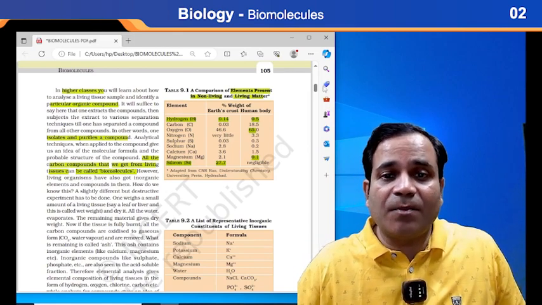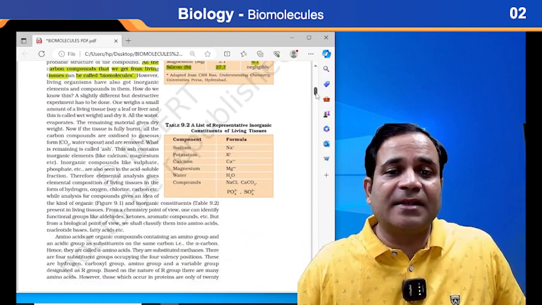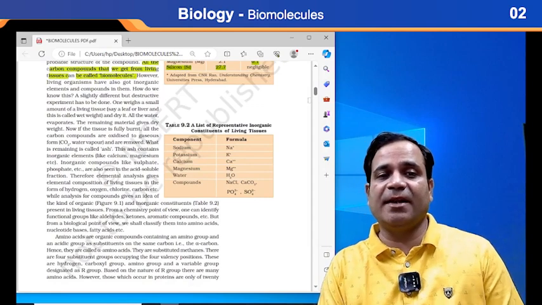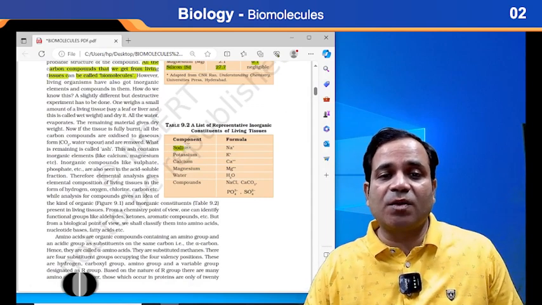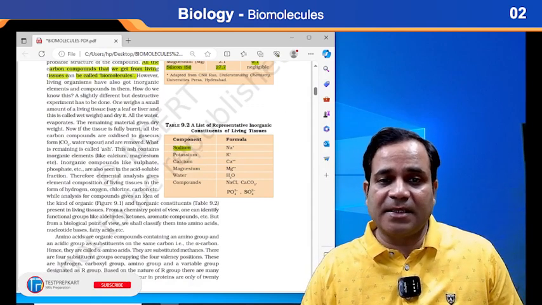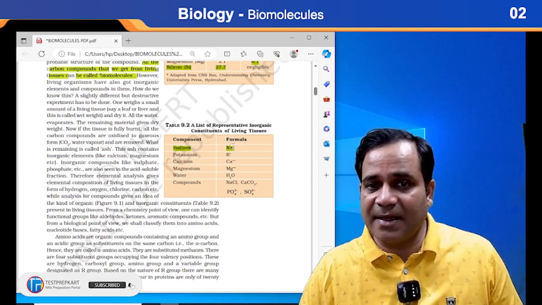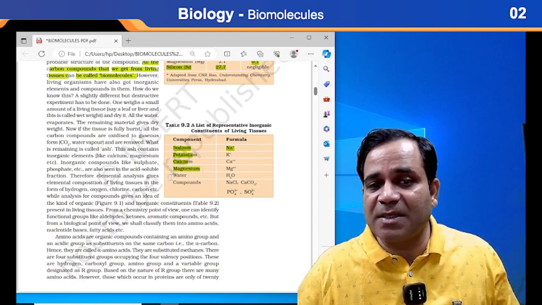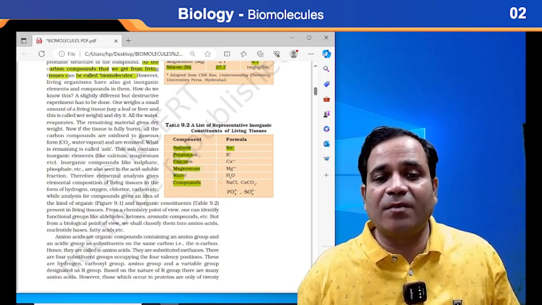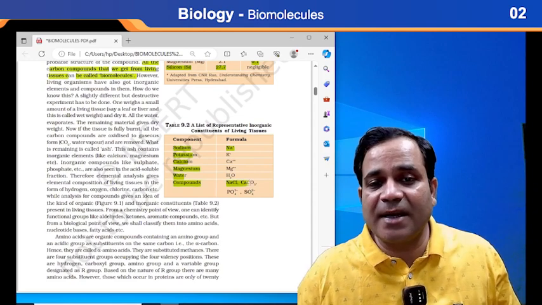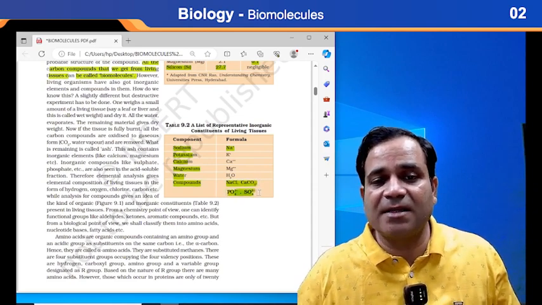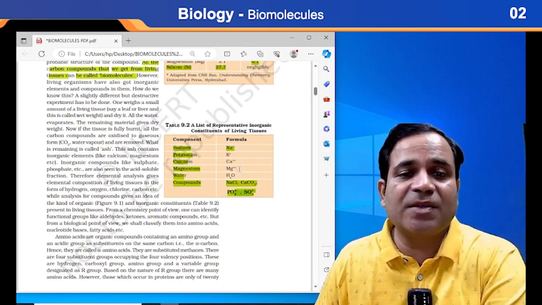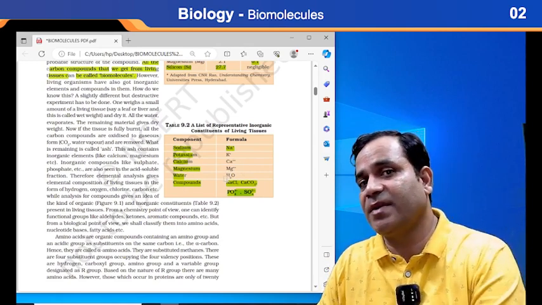Now the point to be noted here is a list of some representative inorganic constituents of living tissue. Sodium, the formula is Na+, definitely. Potassium, K+, calcium, Ca++, magnesium, Mg++, water, H2O. Compounds: sodium chloride, calcium carbonate, phosphate, and sulfate. So these are all the representative inorganic constituents of living tissue.